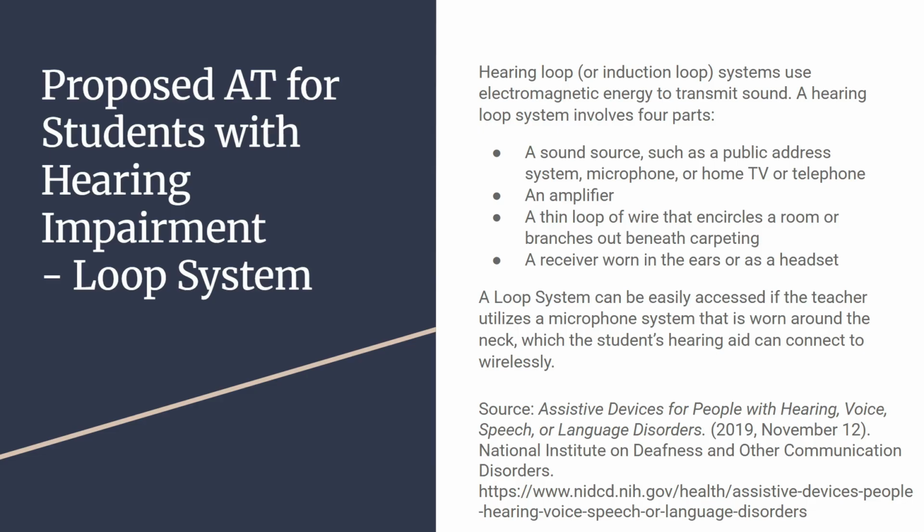Based on this kind of data, if we're supporting a student with moderate sensory neural hearing loss, I would recommend a loop system as a strong AT option. A loop system uses electromagnetic energy to transmit sound and consists of 4 parts: a sound source like a microphone or classroom speaker system, an amplifier, a thin wire loop around the room or under a carpet, and a receiver, which is usually built into the student's hearing aid or worn as a headset. In a classroom setting, this means the teacher could wear a microphone that connects wirelessly to the student's hearing device, reducing sound distortion and improving clarity.